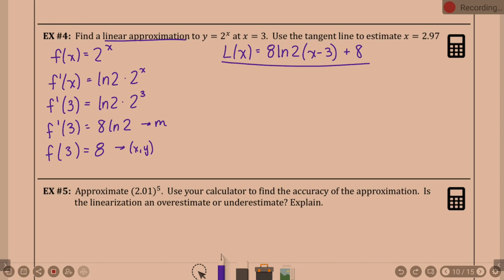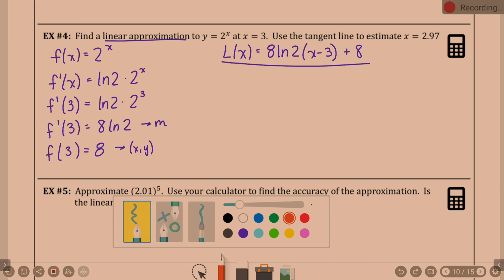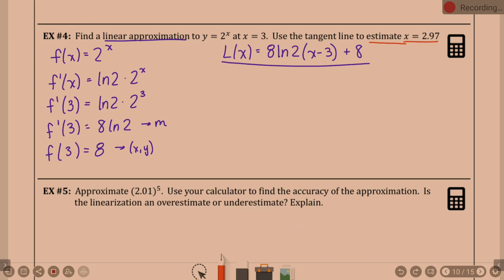Okay. Now, officially it says use the tangent line to estimate 2.97. So 8 natural log of 2 times 2.97 minus 3 plus 8. Without that natural log of 2 here, it wouldn't be bad to do by hand. But with that natural log of 2 in there, it makes it difficult. So that is a plug it in the calculator.